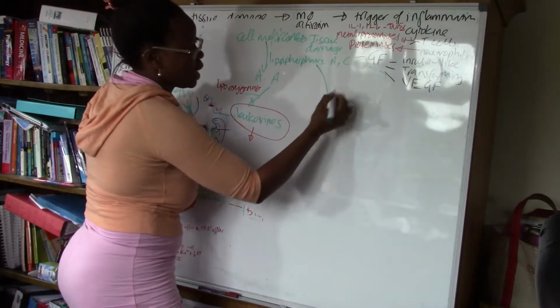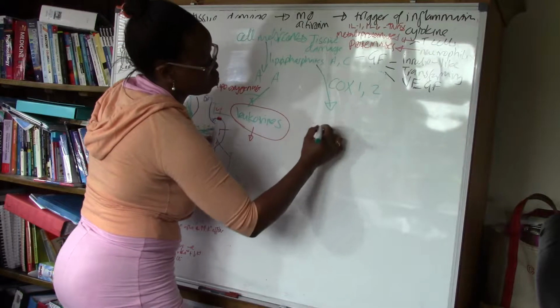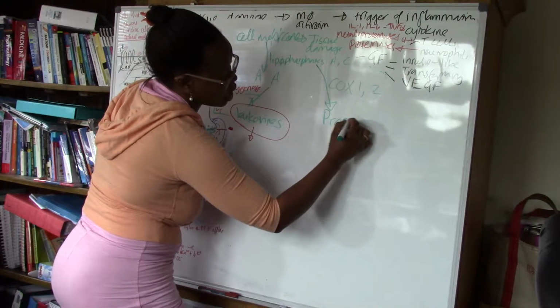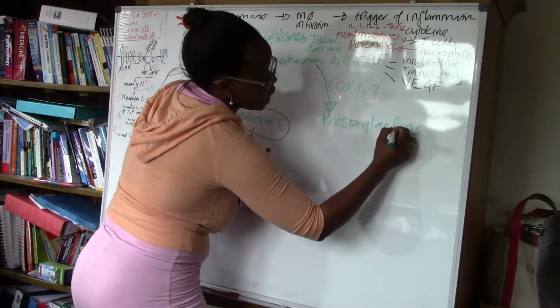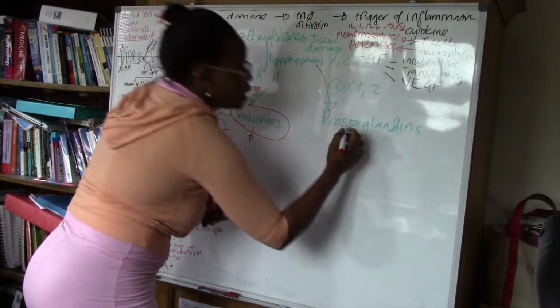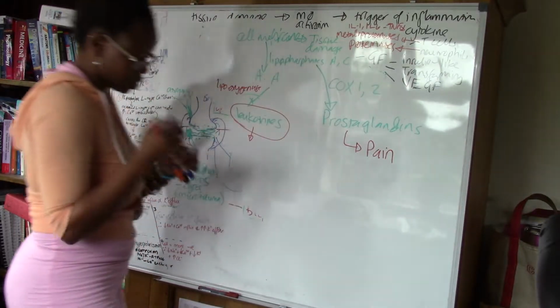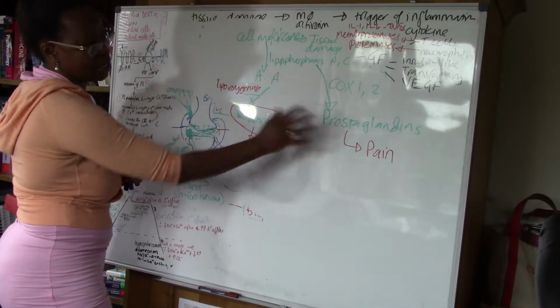or it will enter the COX pathway, COX-1 or COX-2, and lead to the generation of prostaglandins. And prostaglandins are quite important in stimulating pain. So, which is why we see a lot of pain in OA.